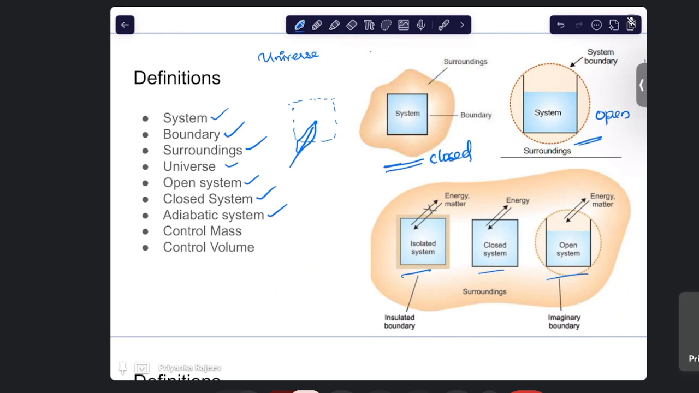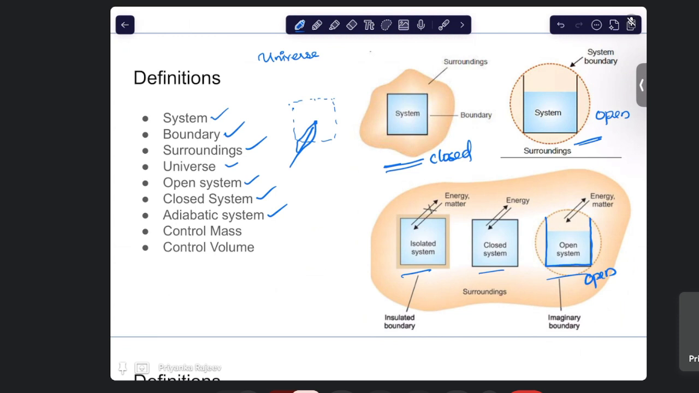Like for example, suppose you imagine this is a container. So this container is open, so that you can pour water or something into it or out of it, or you can heat it or cool it. So that is done. So there it is called an open system.